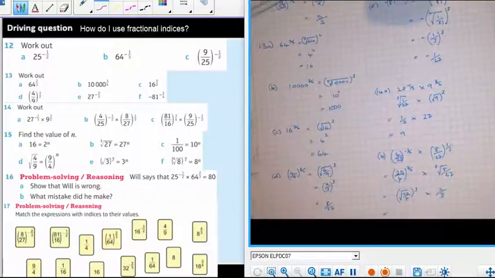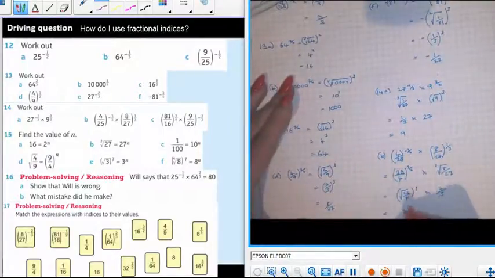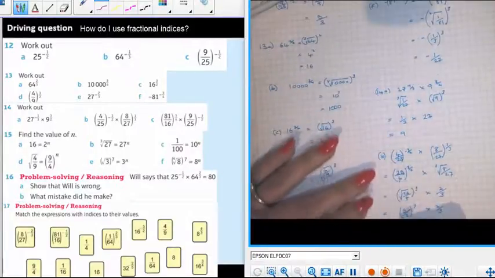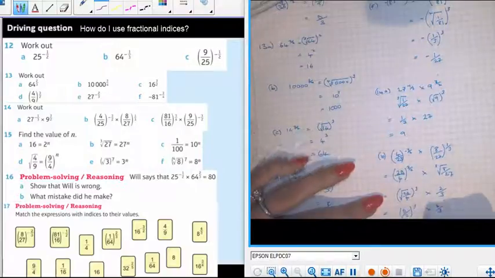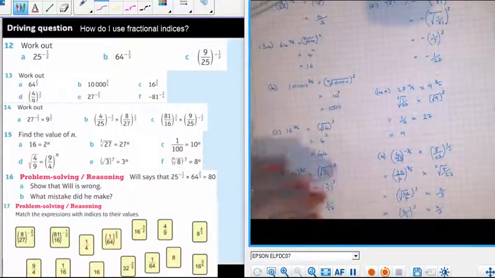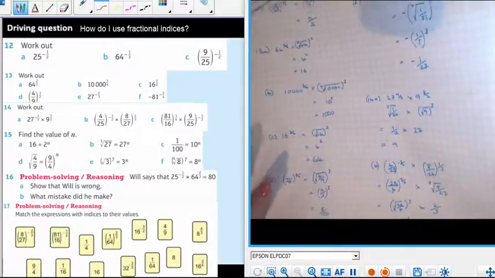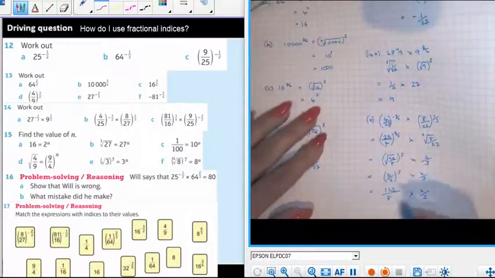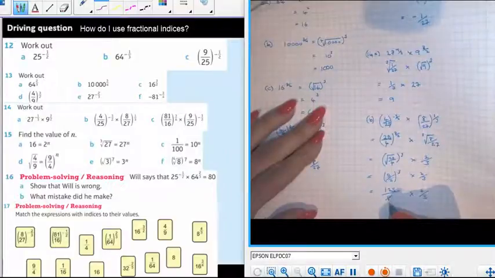The square root of 25 is 5, the square root of 4 is 2, so 5 over 2 cubed, multiplied by 2/3, which is 125 over 8, multiplied by 2/3. Now remember I said to cancel down first when you're multiplying fractions. Here, this can be divided by 2 to get 4, this can be divided by 2 to get 1. So we end up with 125 over 12.